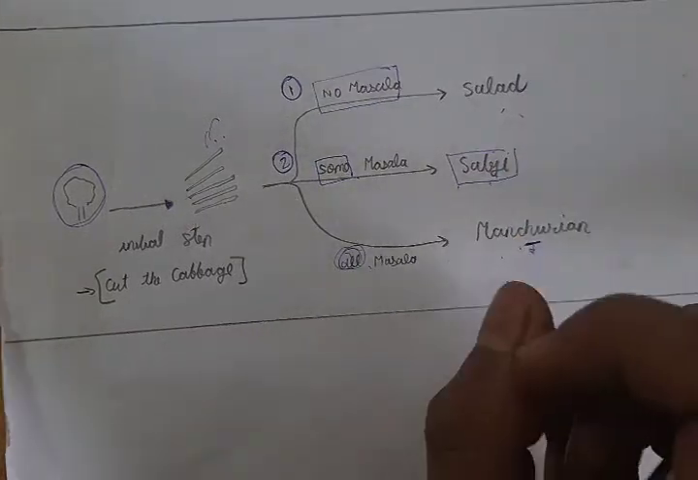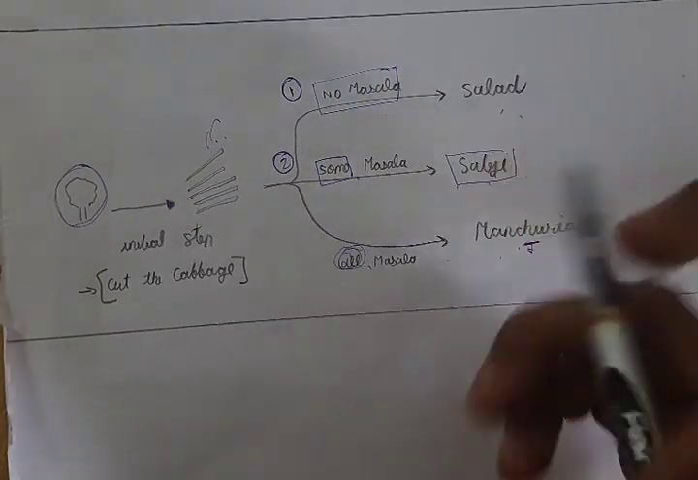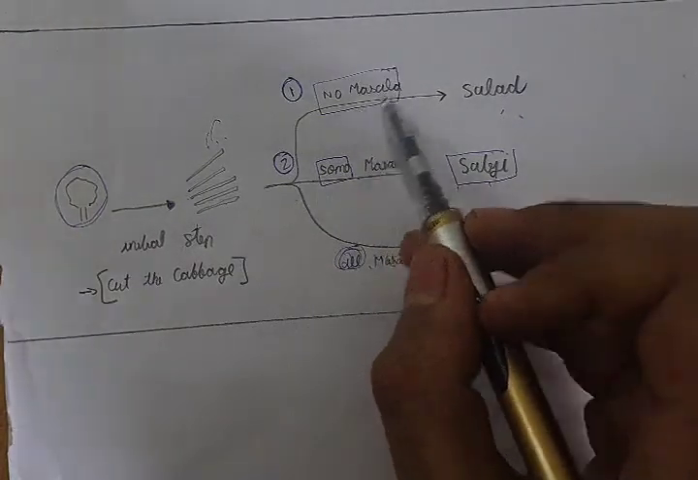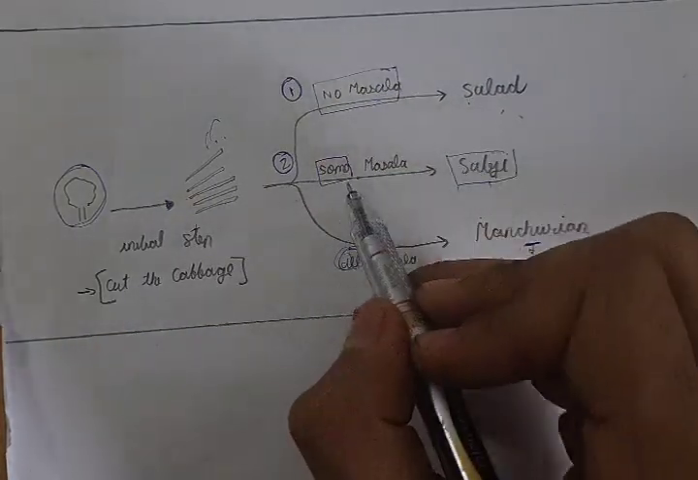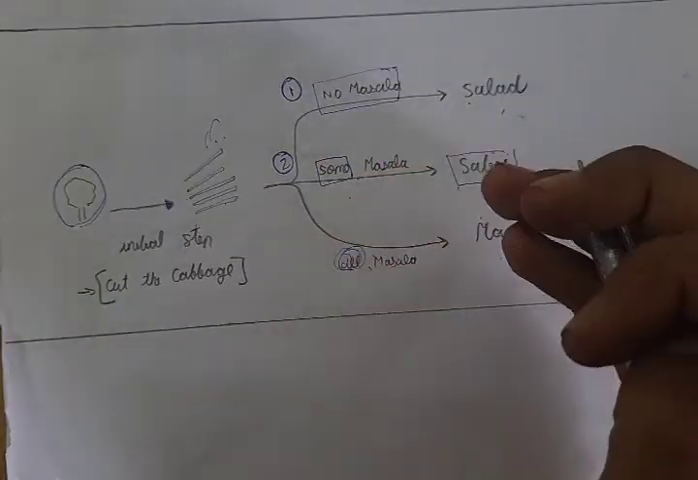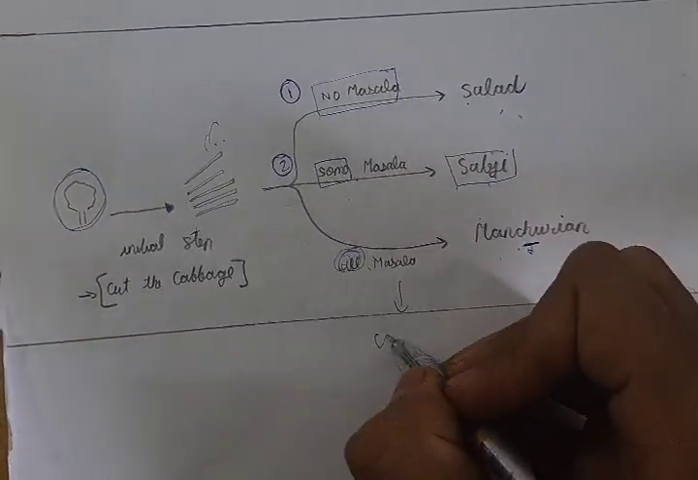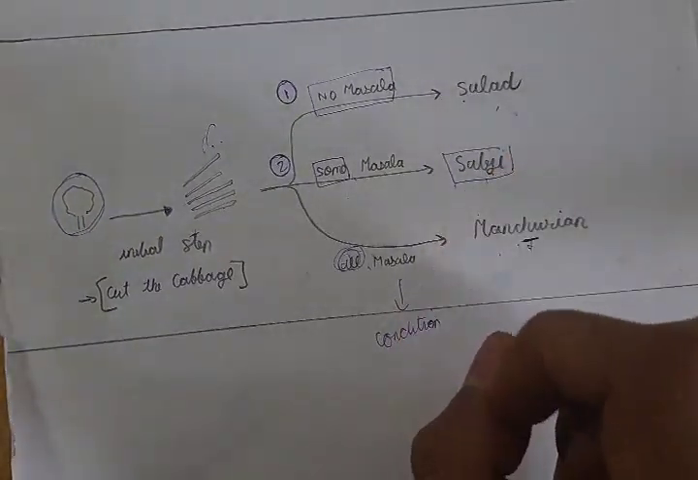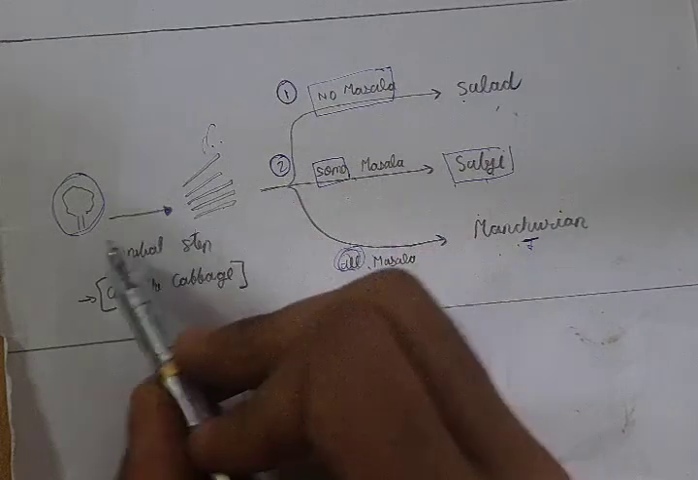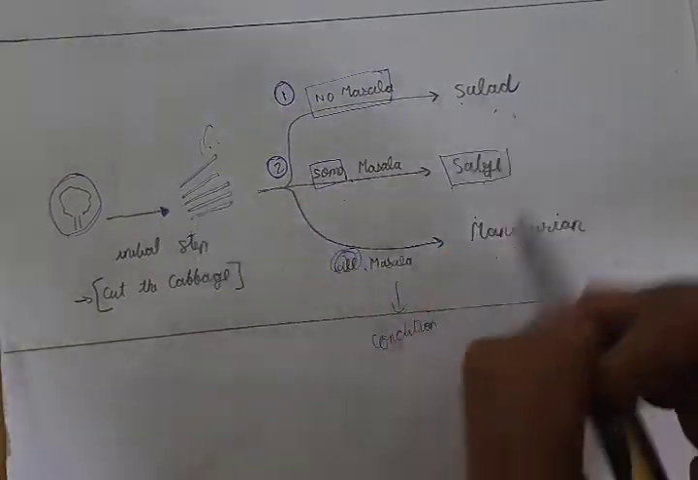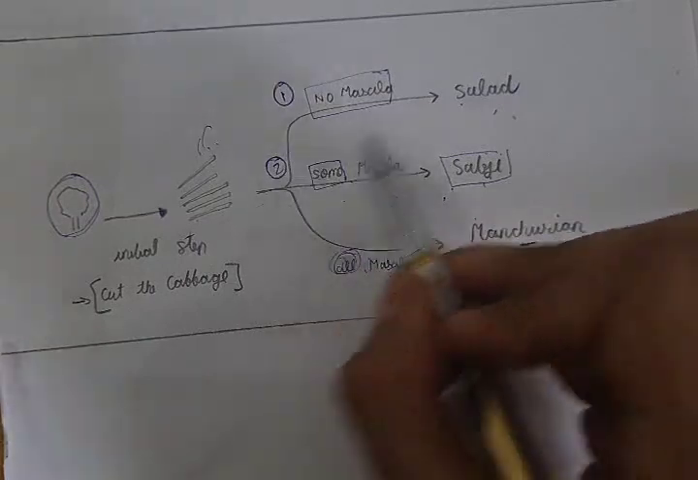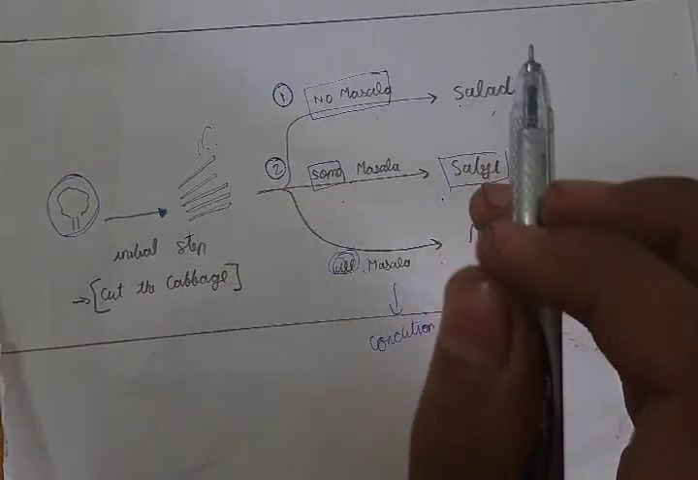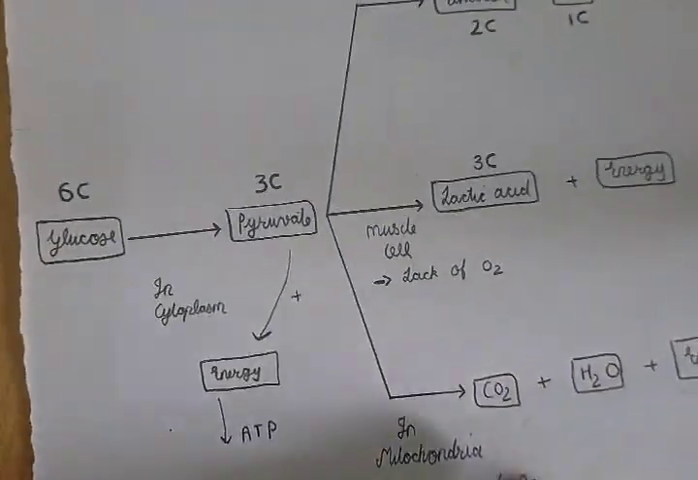So what I am trying to explain is that the final product you made depends on the condition. In the first condition, you have no masala, so you made a salad. In the second condition, you have some masala, so you made some sabji. So these conditions define the product which is made. What you have to understand here is that the basic step is the same in all of these, but the different conditions after this lead to different products. The same thing will happen in this one.